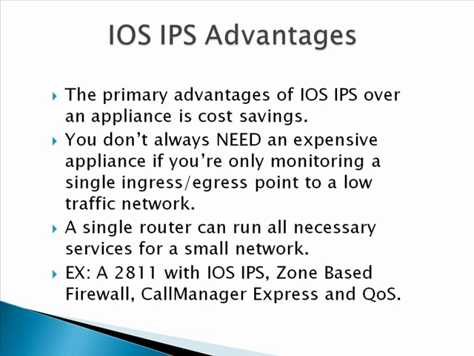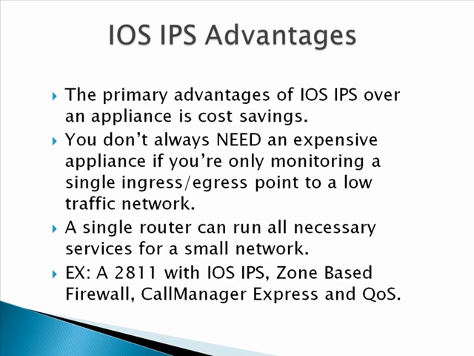Okay, so IOS IPS, the main benefit is cost savings. Yes, the appliances can do more and can handle more traffic, but you don't always need that. Particularly in the case of a branch office type of situation. You have 250 branch offices. Do you need to buy 250 $10,000 to $20,000 boxes, for each and every branch office? Probably not. You don't need to handle that much traffic, and you already have a router at each branch office, so why not just tack on the IOS IPS?